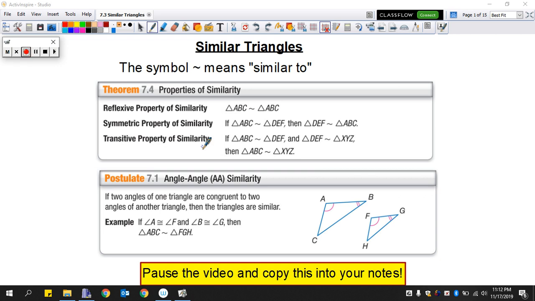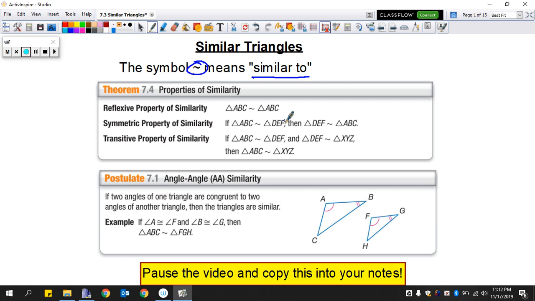All right, in this lesson we're going to talk about similar triangles. Just as a reminder, this symbol right here, this little tilde, means similar to. So some of the different properties of similarity. The first one is the reflexive property of similarity, and all that says is that a triangle ABC is going to be similar to itself.